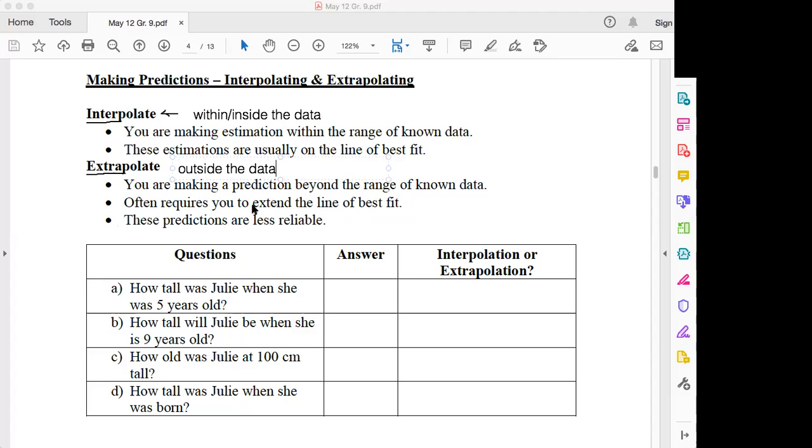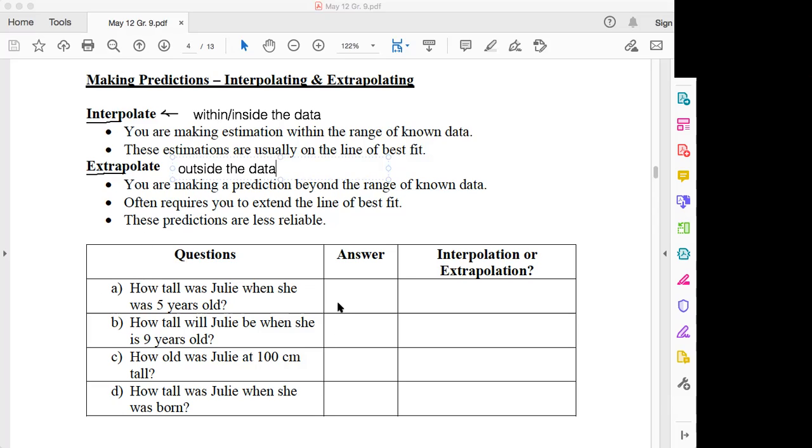So that often requires you to extend the line of best fit. Like I'd drawn, we had our last dot and the line kept going. So if you're trying to make an estimation about something at the very end, then that means that you're extrapolating. Okay, so we're going to look at some examples here.